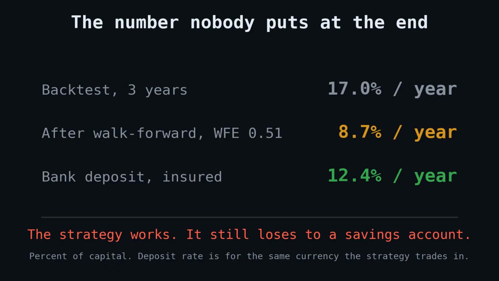Code's in the description. The variance ratio test is the first thing I'd run on whatever you're trading. Next video, why a single train test split proves almost nothing, and the test that replaces it.